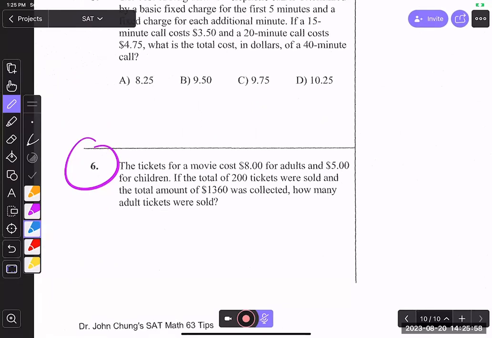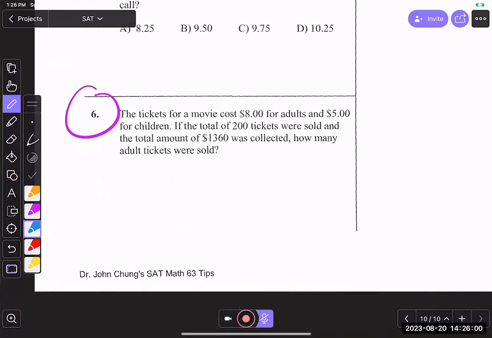Okay, so the tickets for a movie cost $8 for adults and $5 for children. If a total of 200 tickets were sold and the total amount of $1,360 was collected, how many adult tickets were sold? Okay, so I think we have to make a system first. Oh, a system. All right.